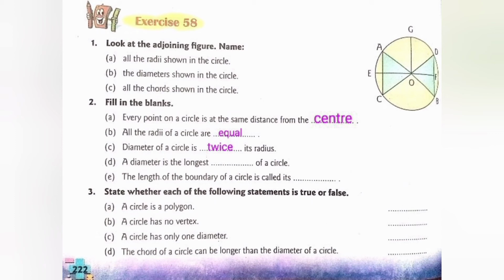Part D, a diameter is the longest chord of a circle. So, a diameter is the longest chord of a circle which passes through the center. So, here we will write chord.